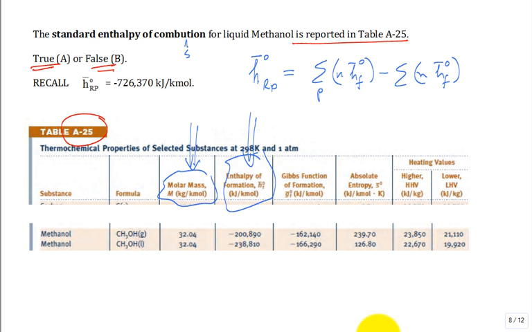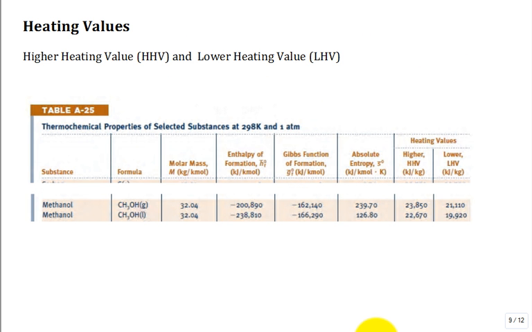Okay. Heating values. Well, what are these two columns over there? You have a higher heating value and a lower heating value. Now, this is what engineers came up with. Do you see negative signs in that column?